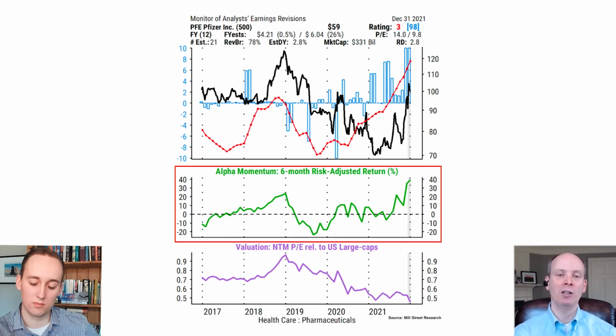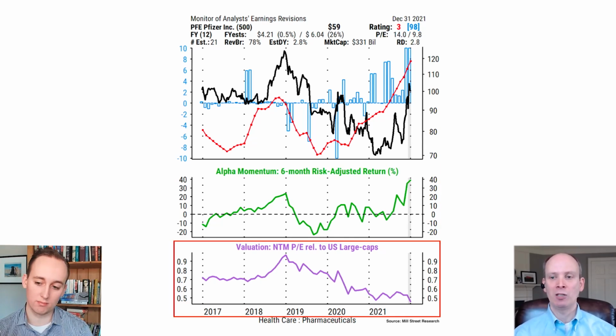Price momentum tends to persist in the intermediate term as a well-established quantitative result. So it's got strong earnings momentum. It's got strong price momentum. And in the bottom section there is the valuation, the relative valuation of Pfizer versus the U.S. large cap S&P 500 universe. So you can see that the purple line there has been going down, which means the stock has been getting cheaper relative to the market.